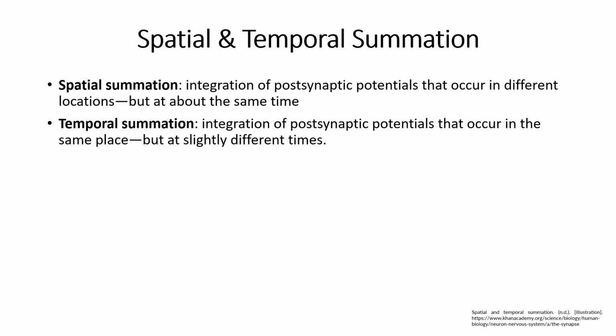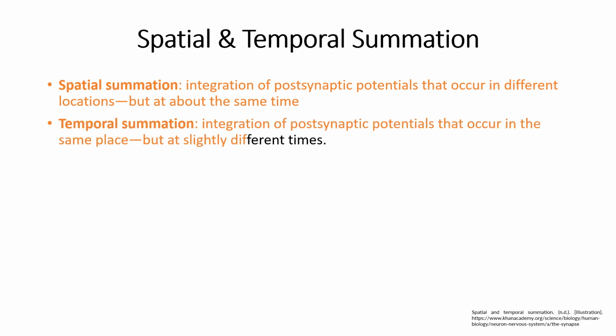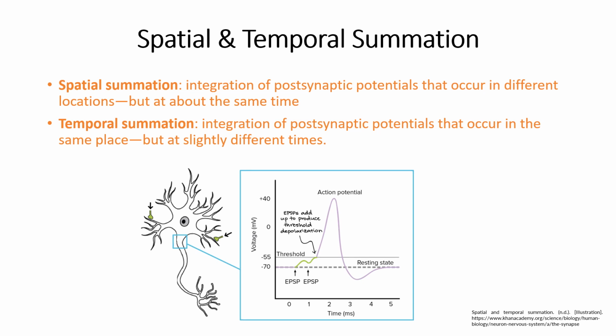How do EPSPs and IPSPs interact? Basically, a postsynaptic neuron adds together, or integrates, all of the excitatory and inhibitory inputs it receives and decides whether to fire an action potential. The integration of postsynaptic potentials that occur in different locations but at about the same time is known as spatial summation. And the integration of postsynaptic potentials that occur in the same place but at a slightly different time is called temporal summation. For instance, let's suppose that the excitatory synapses are made on two different dendrites on the same postsynaptic neuron as shown below.